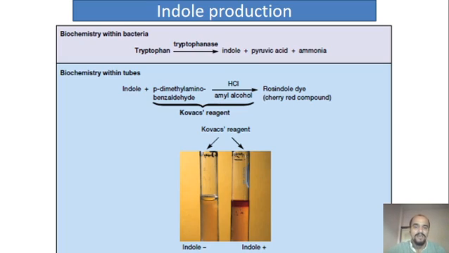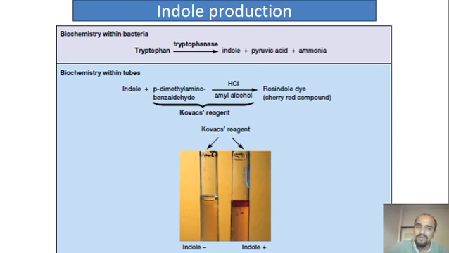This indole is detected by a reagent called p-dimethylaminobenzaldehyde prepared in amyl alcohol and HCl. This solvent mixture is non-polar, so it doesn't mix with the media which has a lot of water in it. So when you add this reagent to the tube, you will find a red ring at the interface of the two liquids. Rosindole dye, a cherry red compound, is formed. Once this compound is formed, this indicates the test is positive.